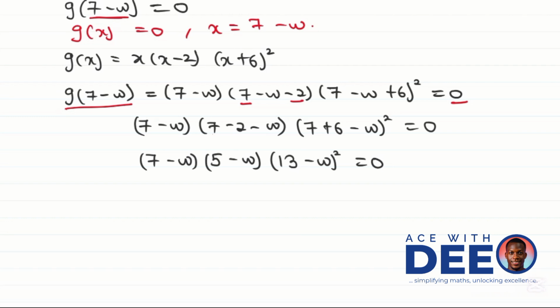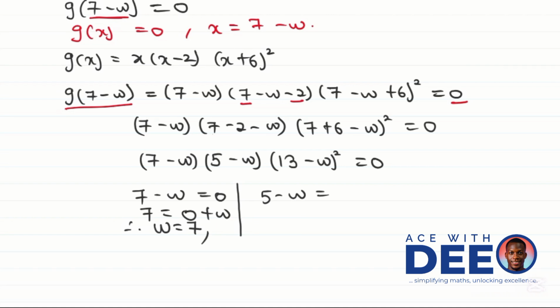So when the product of numbers is equal to 0, it could be that the first is 0, the second is 0, or the third is 0, or they are all zeros, because when you multiply zeros together, you're going to get 0. So let's pick the first one. When 7 minus w is equal to 0, if I solve this further, 7 is equal to 0 plus w, so w is equal to 7. That's one of the values. Let's also pick the second one. 5 minus w is equal to 0, so 5 is equal to 0 plus w, and w is equal to 5.